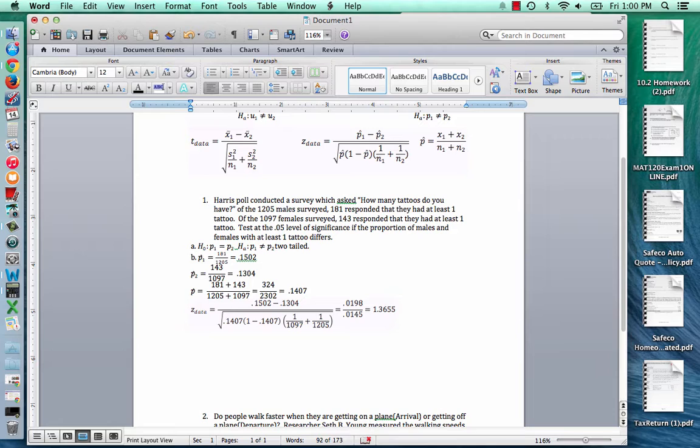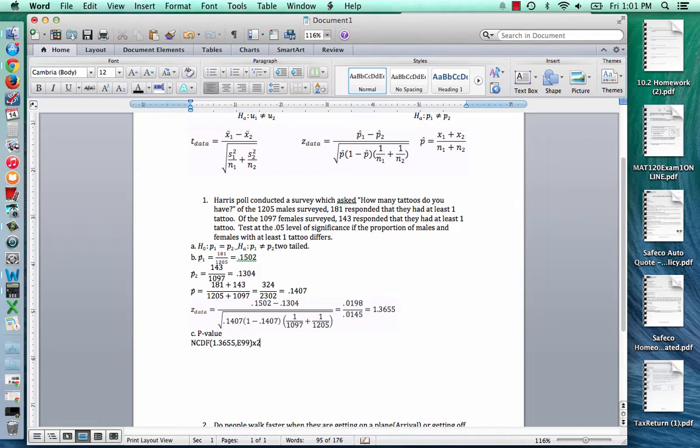Step C, let's do our p-value. Since we're doing a z-data, we're going to use normal CDF. Now this is a two-tail, remember, and for two tails it really just depends on what side the test stat is on. It's on the positive side, so that means I'm going to do normal CDF from 1.3655 to E99, and then I'm going to take that times 2.